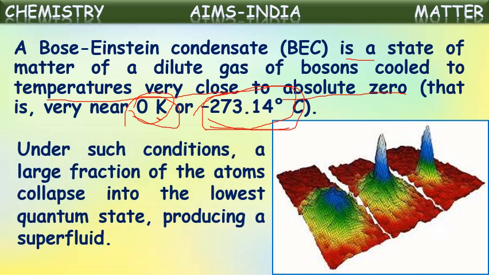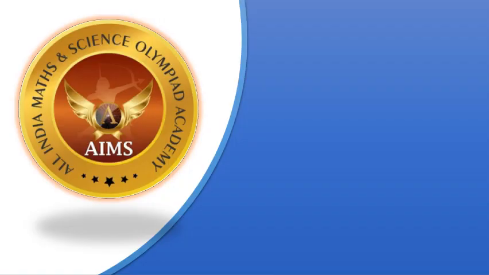Under such conditions, a large fraction of the atoms collapse into the lowest quantum state producing a superfluid. It is actually a gas, but you are decreasing the temperature, so it obviously converts into a fluid, isn't it? Like a liquid, if you decrease the temperature by keeping it in the fridge, that liquid converts into solid. Like that only, gas, when you decrease the temperature to minus 273, converts into a superfluid. That is the lowest quantum state producing a superfluid, that is called Bose-Einstein condensate state.